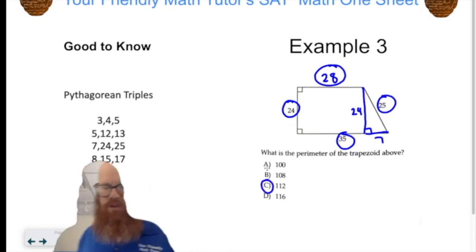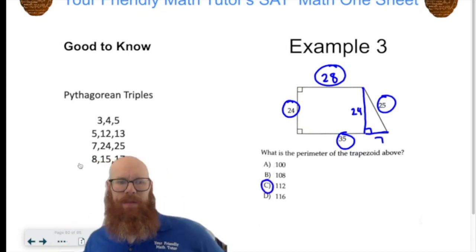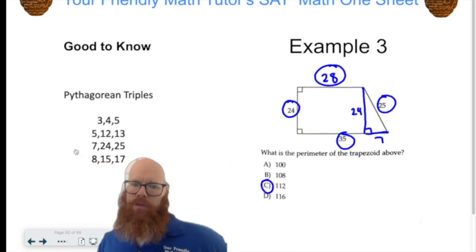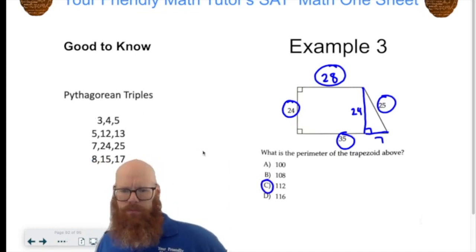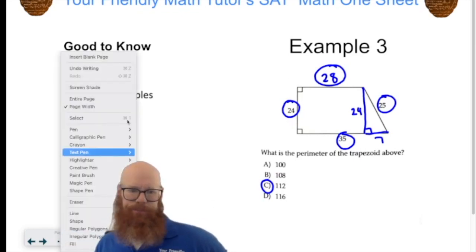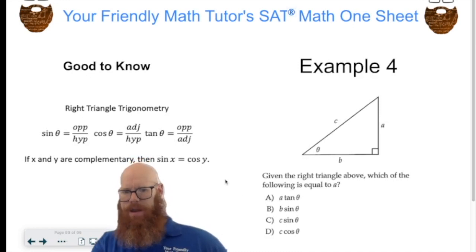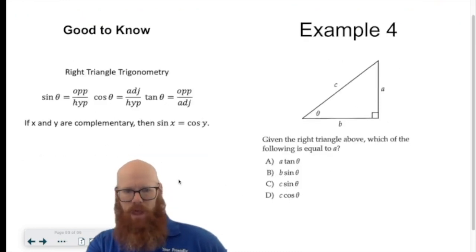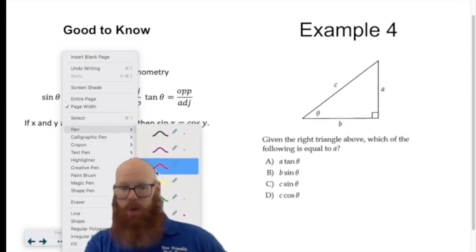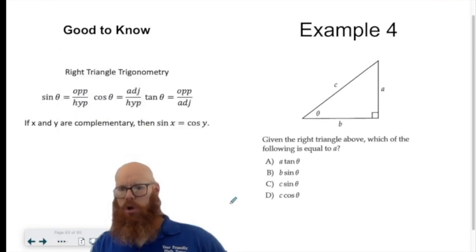All right, so there's a lot of different problems where just knowing the Pythagorean triples, or that it's a multiple of one of these triples, is going to save you the time of having to actually do the Pythagorean theorem. All right. So let's keep going, look at some right triangle trigonometry. So the first part of right triangle trig is simply just knowing the ratios, so knowing your SOHCAHTOA.